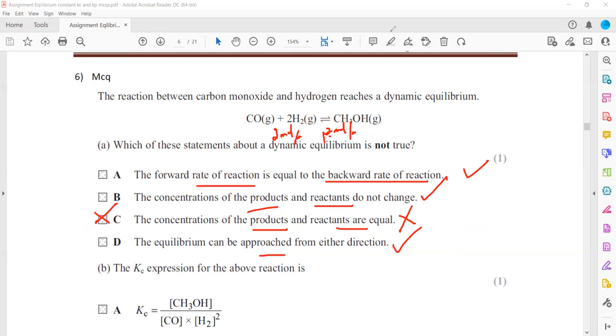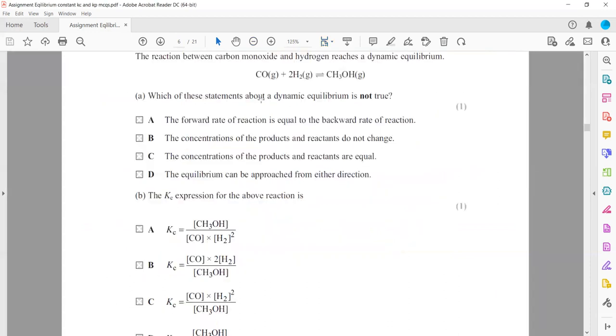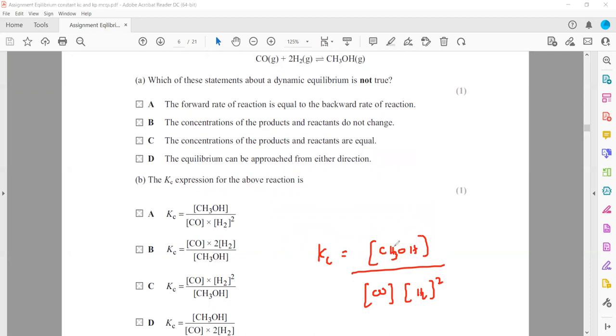Then the Kc expression for the above reaction. That is the product divided by reactant. So this will be the expression for Kc, the product divided by reactant. So A will be the right answer.